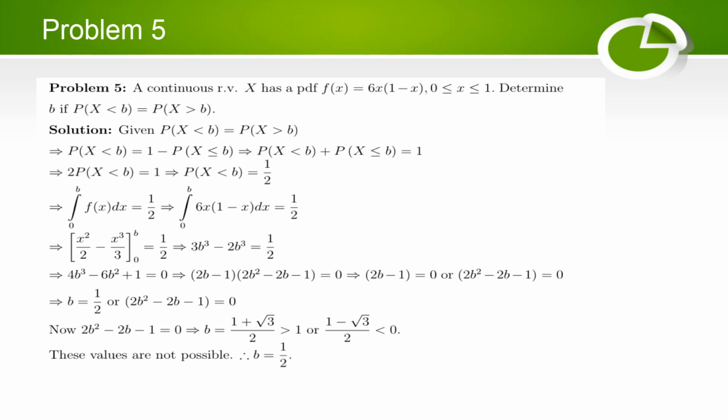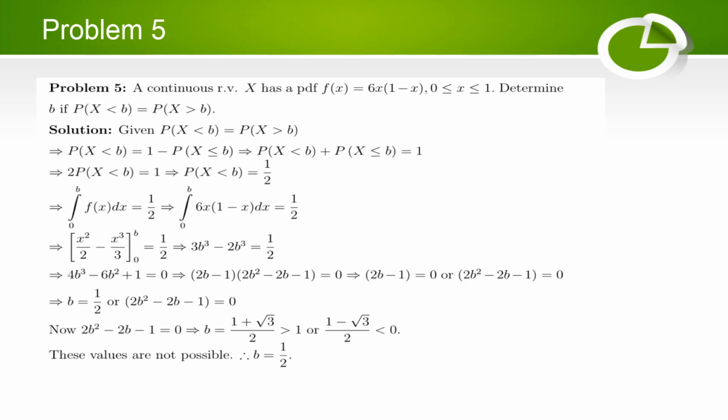Solution. Given P of x less than b equals P of x greater than b, implies P of x less than b equals 1 minus P of x less than or equal to b, implies that P of x less than b plus P of x less than or equal to b equals 1. Implies 2 into P of x less than b equals 1, implies that P of x less than b equals 1 by 2. Implies integral 0 to b f of x dx equals 1 by 2, implies integral 0 to b 6x into (1 minus x) dx equals 1 by 2.